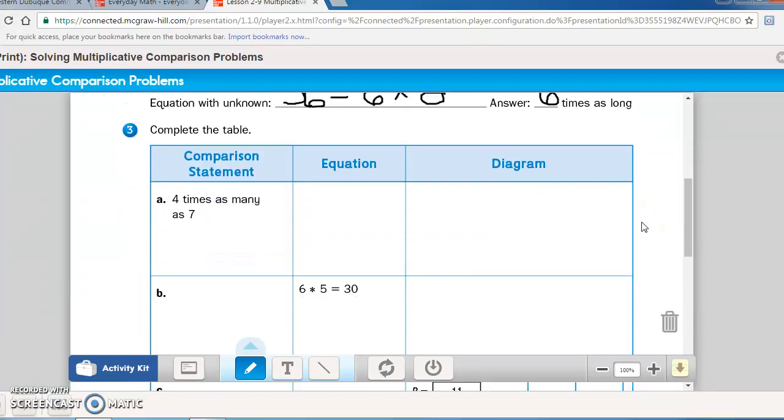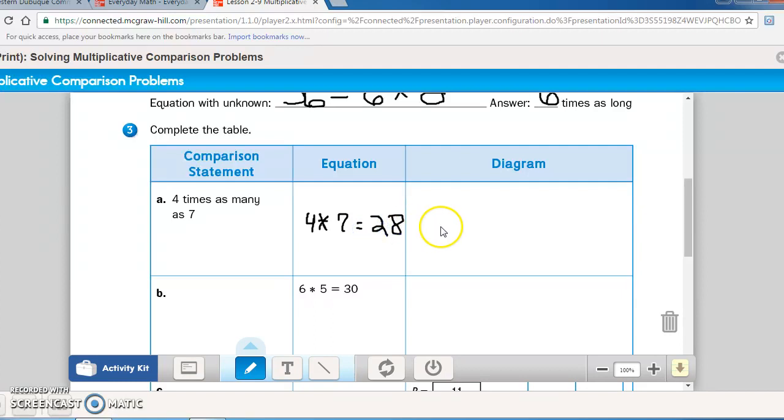Let's look again at this comparison statement. Again, you should be on Math Journal, page 55. So go ahead and stop the tape if you need to and get out page 55 so you can do this first one with me and you can do the last 2 on your own. Pause it now if you need to. So now the simple comparison statements are, something is 4 times as many as 7. Well, my equation would simply be 4 times 7 equals 28.